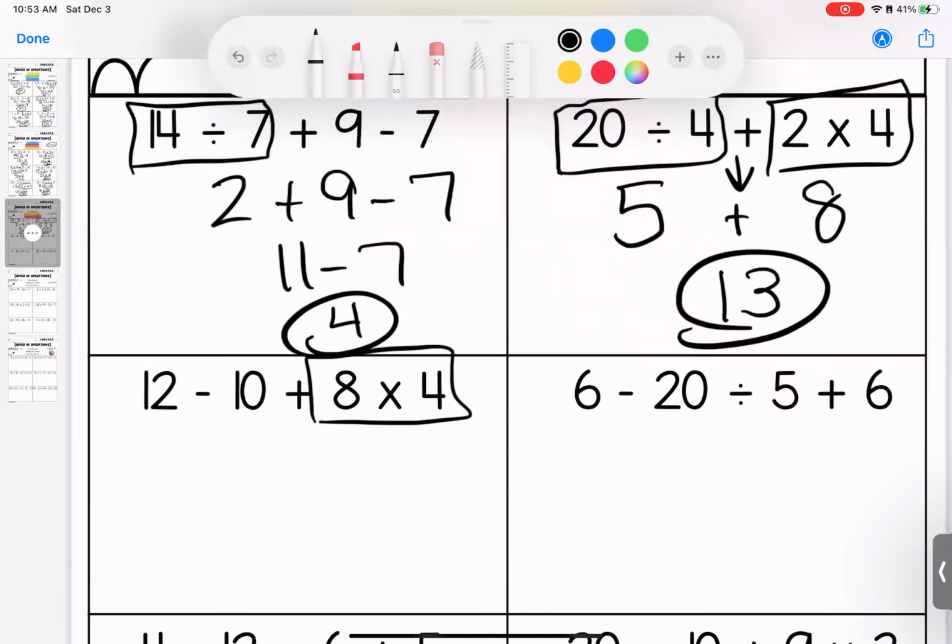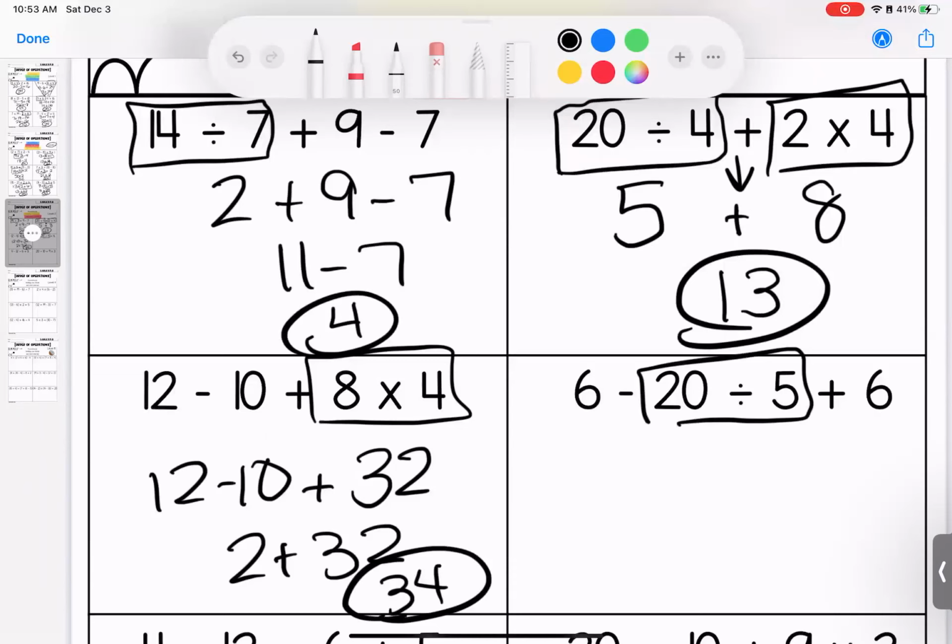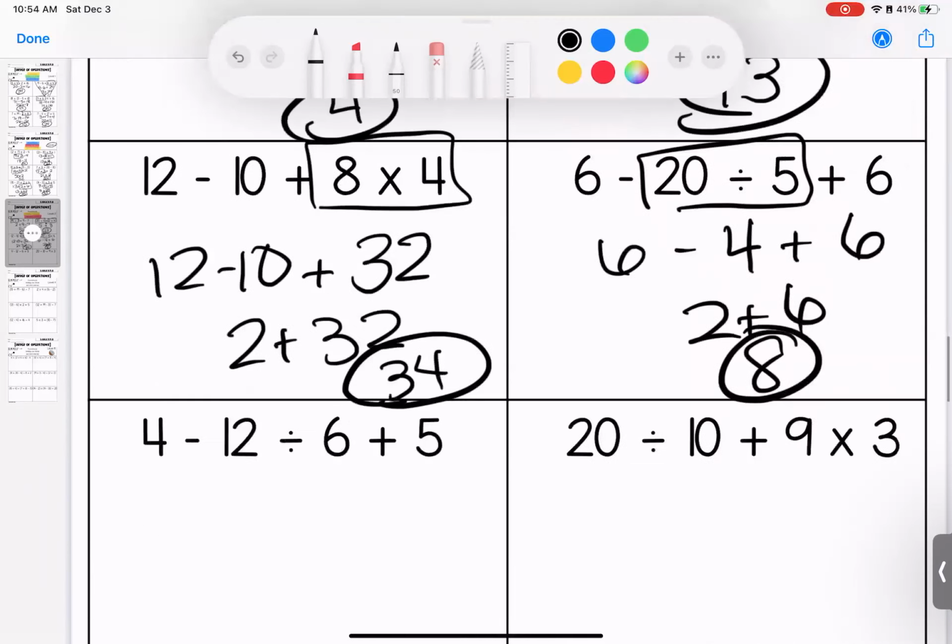We have one multiplication here. 8 and 4 is 32. Rewrite, moving forward. 12 minus 10 is 2. 2 plus 32 is 34. We have one division in the middle. 20 divided by 5 is 4. Rewrite, 6 minus 4 is 2. 2 plus 6 is 8.